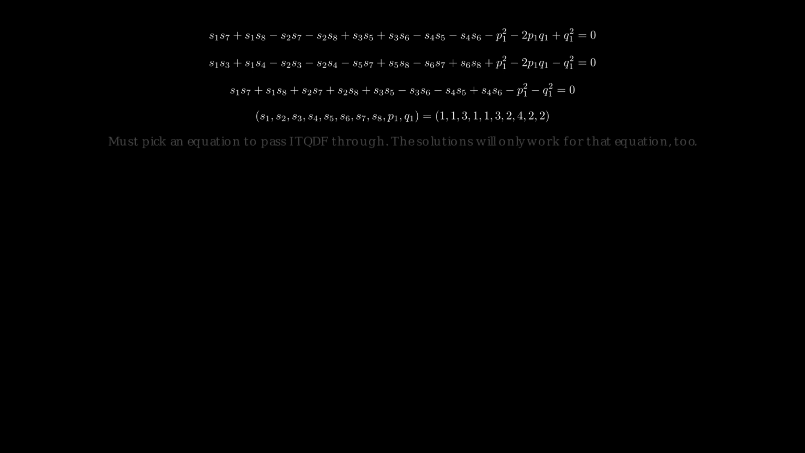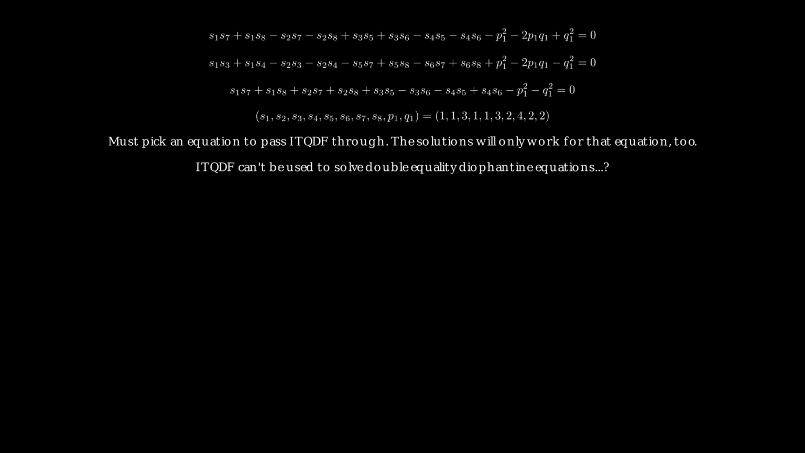The problem is ITQDF needs to accept just one equation with one set of solutions to pass through, and the solutions that it generates actually will only work for that one equation. If you try using it for the other two equations, it will not work out. There's no way to use ITQDF to solve these double equalities, right?